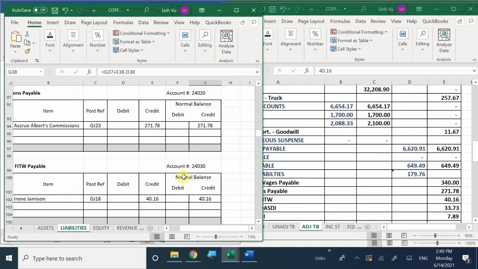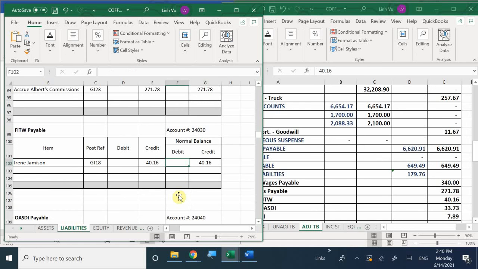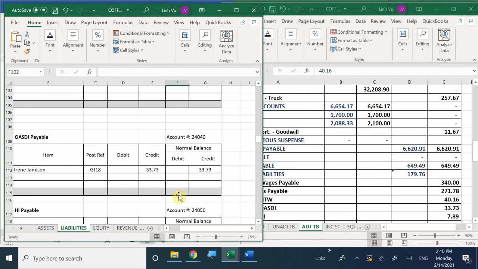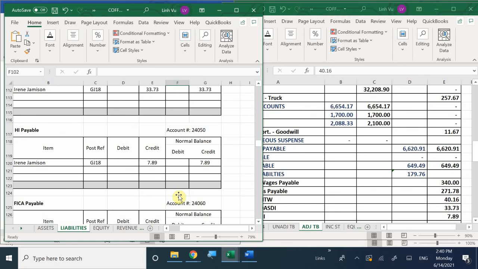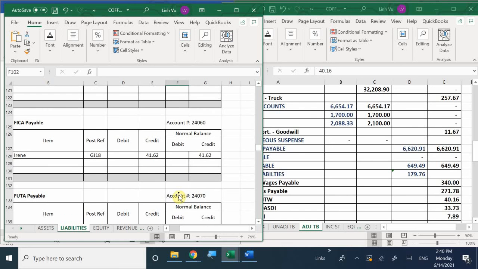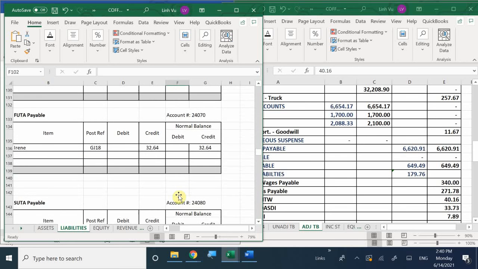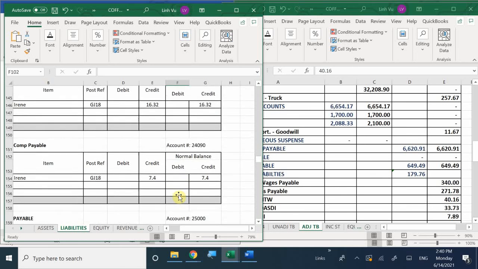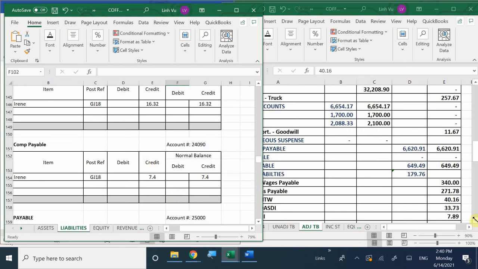What about my employee FITW? 4016. My employee OASDI, 3373. My HI, 789. My payroll tax, 4162. FICA, good. FUTA, 3264. SUTA, 1632. And lastly, workers' compensation, 740.